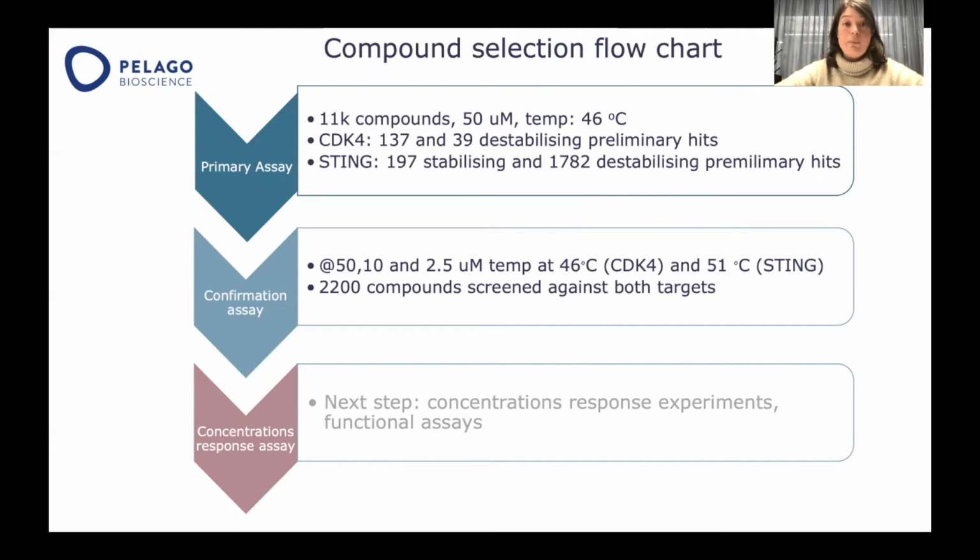For STING, we had 197 compounds that were stabilizing the protein, and almost 2,000 compounds were destabilizing and viewed as preliminary hits. For the next step, we set up a confirmation assay. In this, we decided to screen at 3 different concentrations: 50, 10, and 2.5 micromolar, using the same screening temperatures as in the primary assay. Around 2,200 compounds were screened, and the same compounds were screened against both targets.